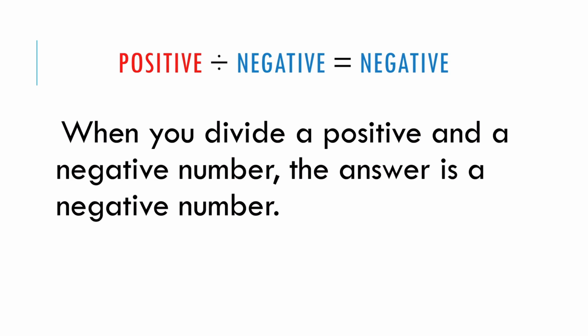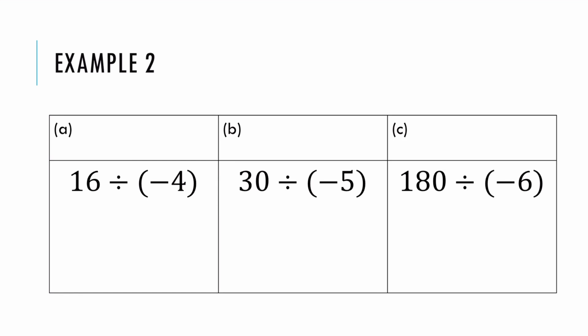When you divide a positive number by a negative number, the answer is always negative. So we have a positive 16 divided by a negative 4, so our answer is negative. 16 divided by 4 is 4. Positive 30 divided by negative 5, our answer is negative. 30 divided by 5 is 6. Positive 180 divided by negative 6, our answer is negative 30.